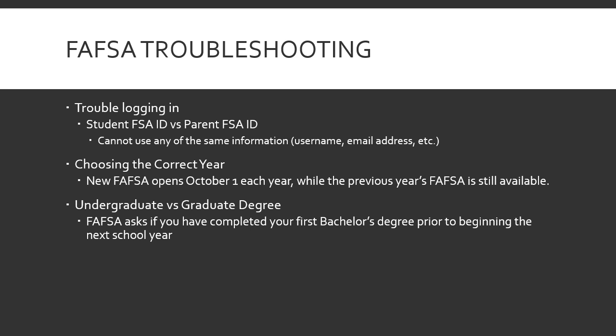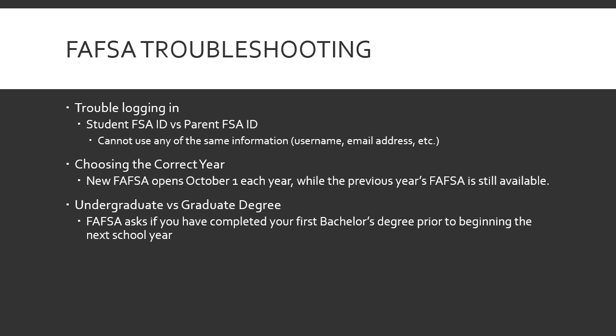Another common issue we have is choosing the correct year on the FAFSA. Most of the year there are actually two FAFSAs that are open at the same time. If you think about the timing, the new FAFSA opens up on October 1st each year, but that's also right in the middle of the previous award year. So the previous year's FAFSA is still available most of the time. When you log on to the FAFSA, you're going to see two different FAFSAs. Make sure you're clicking on the correct one and filling out the appropriate year FAFSA.